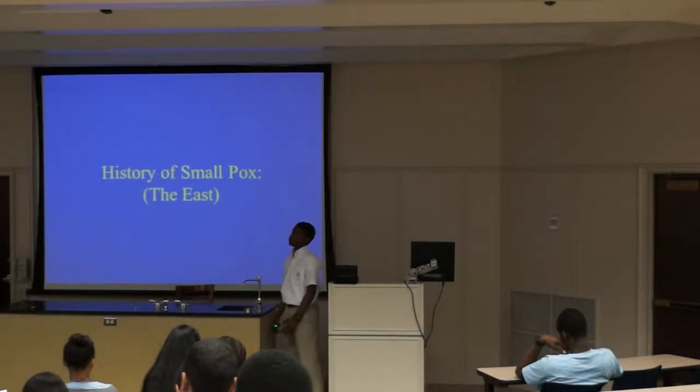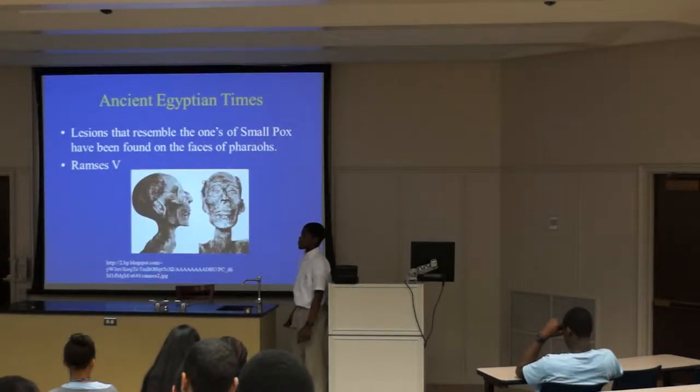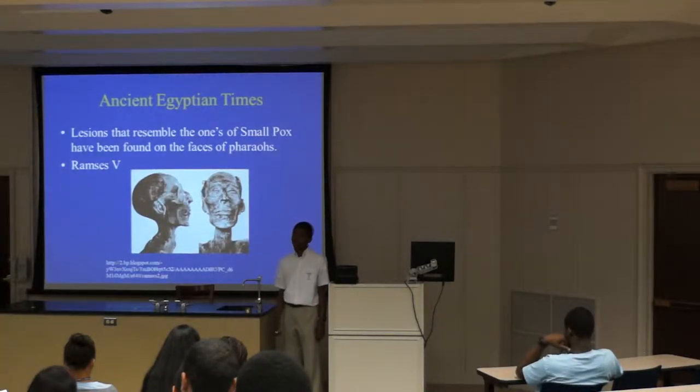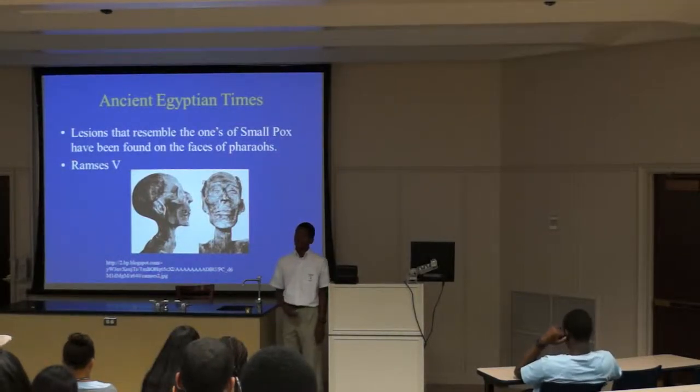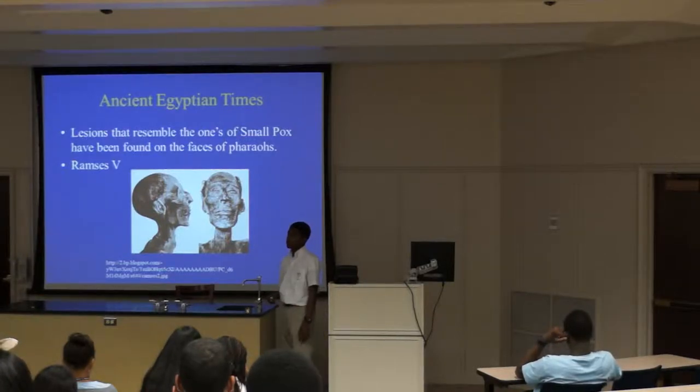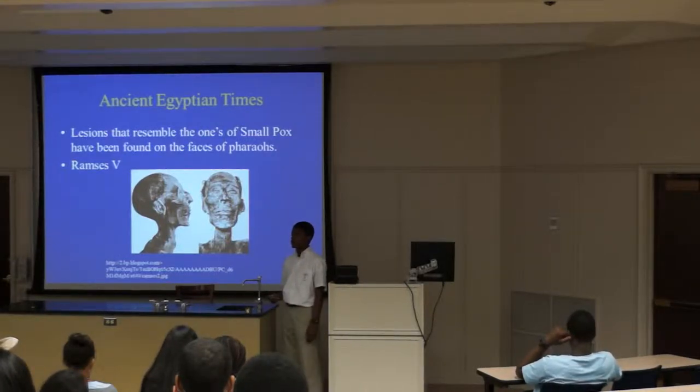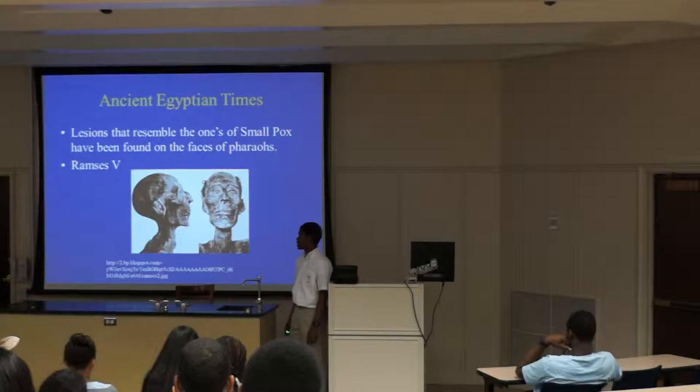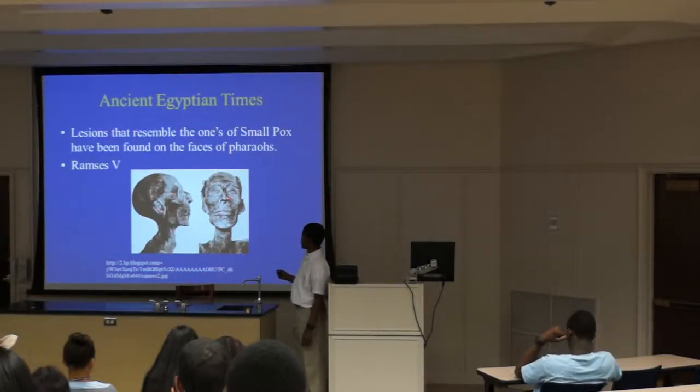Now that you know our background on smallpox, I'll go into some history. Smallpox has been proven to date back all the way to ancient Egyptian times, because historians have found lesions on mummified bodies that resemble the ones of smallpox. One of the mummies that they found lesions on is Ramses V, and he was a pharaoh in ancient Egyptian times. Here is a picture of his mummified body, and right next to his nose is a picture of a preserved lesion right here.